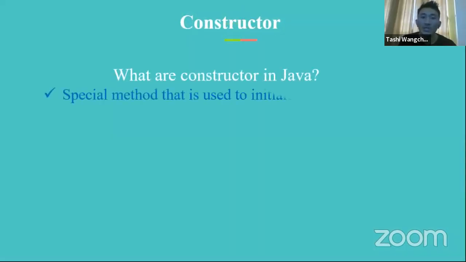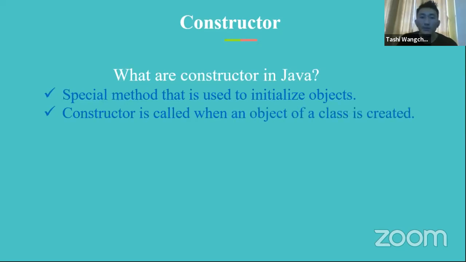Now, what are constructors in Java? Constructors are nothing but special methods. Just remember, constructors are similar to methods, and a constructor is a special method that is used to initialize the object or initialize the instance variables. A constructor is called when an object of a class is created. The execution of the constructor happens during object creation. How it happens, we will look at in the slides below.